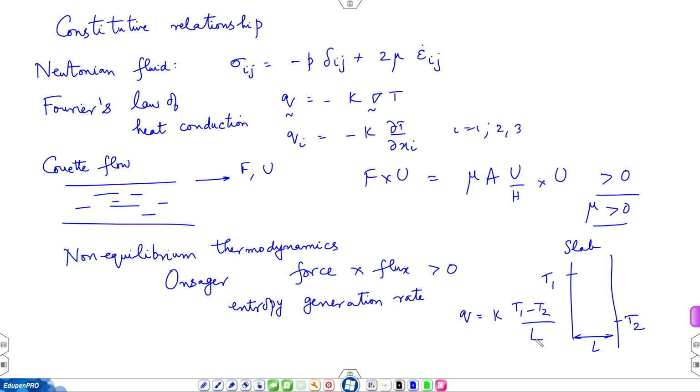and the entropy generation. So, here the forcing function is temperature difference. Okay. So, in fluid flow you can think of force or pressure or shear stress. So, stresses are the forces. Here temperature plays the role of force. Okay. Temperature difference. And the flux is the heat flux, the energy transported through the slab, and force times flux will be K (T1 minus T2) square divided by L, which is greater than 0.